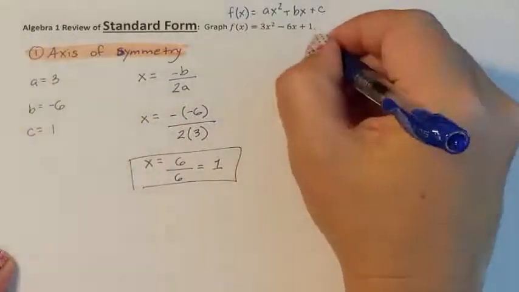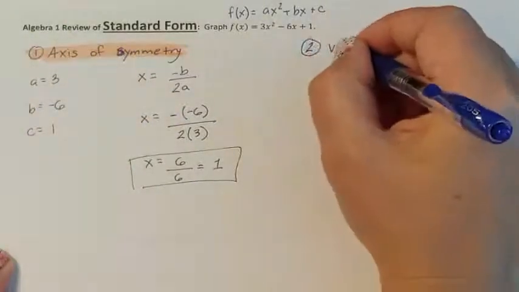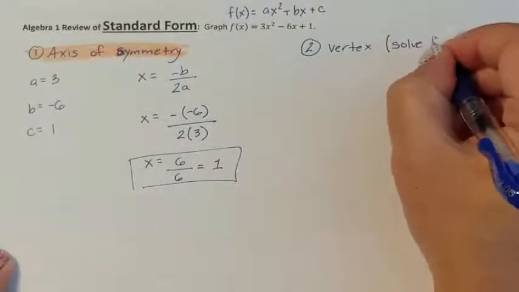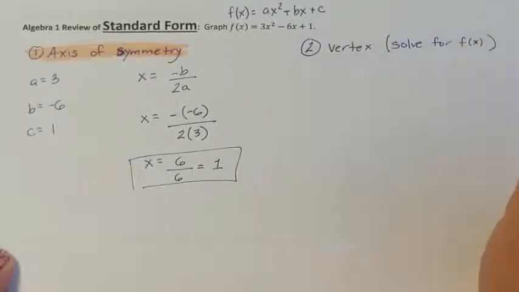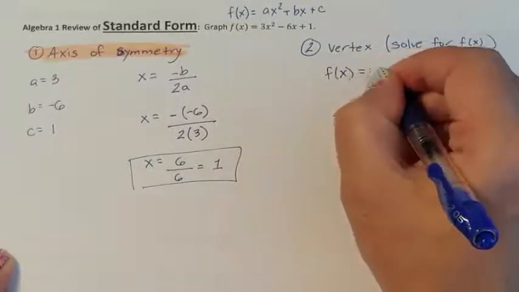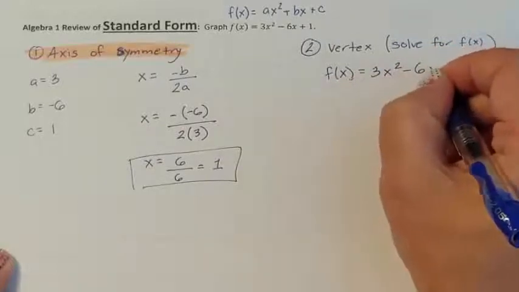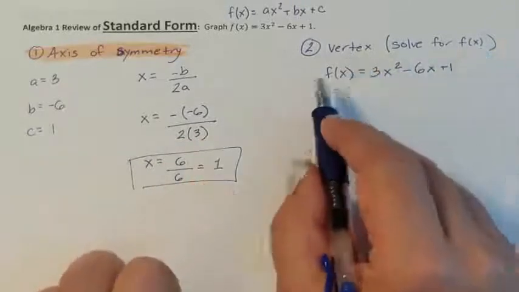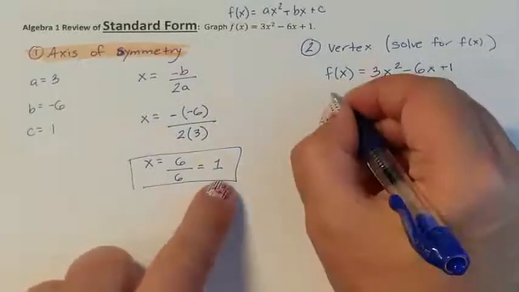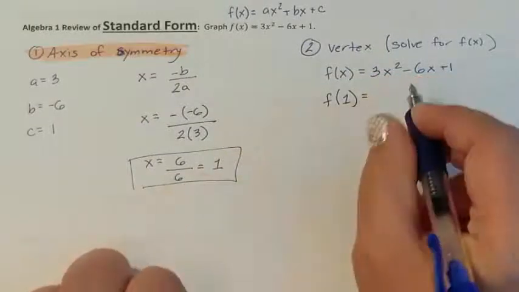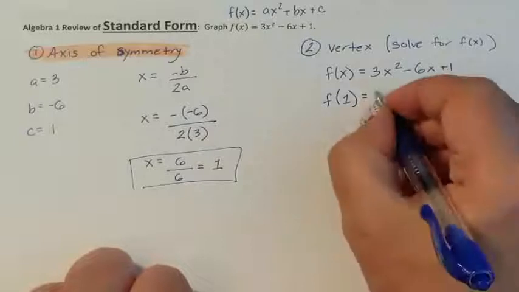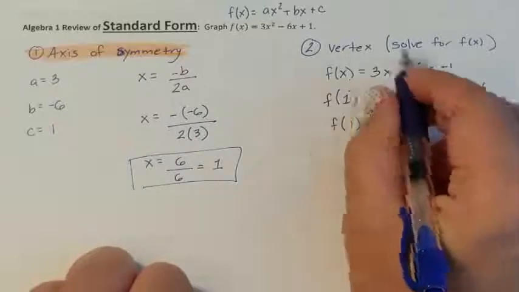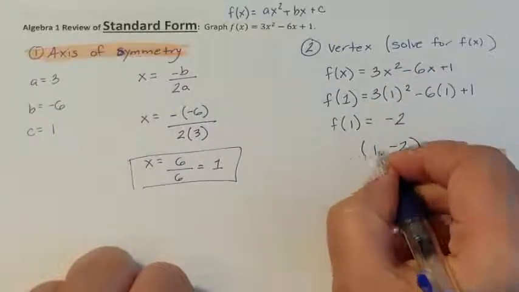In Algebra 1, after you found the axis of symmetry, the next thing you would have been asked to find would have been your vertex. And when you find the vertex, you are solving for f of x. So this is our f of x equation, the problem that they are asking us to graph. And we are solving it at the point you just found because the vertex will live on the axis of symmetry. So I want to know what this is when I solve it for 1. So f of 1 is going to be -2. So my vertex is the coordinate point 1, -2.